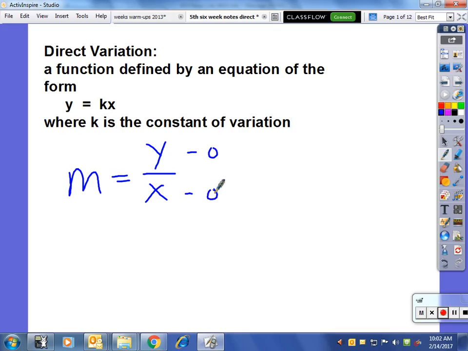So it doesn't really affect anything, and that's why they give it its own special name. Normally you can't do that on slope. Only on direct variation problems can you do that. So they call it its own special thing, k, instead of m. But it's the same exact thing.